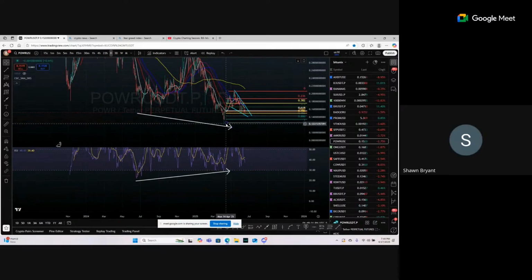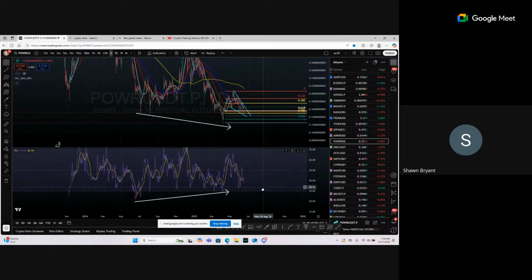This is basically saying that you're switching trends, right? When you find that the price is making a lower low and the RSI is making a higher low, that means your trend is about to switch immediately, right then and there. So it's about to switch.